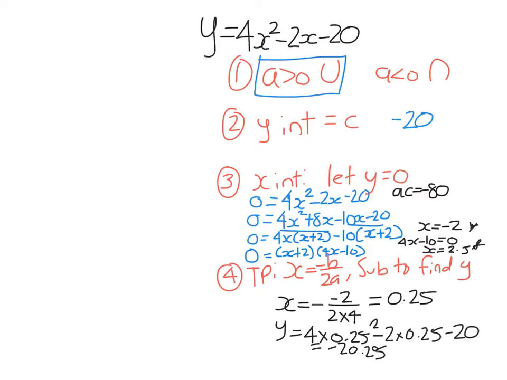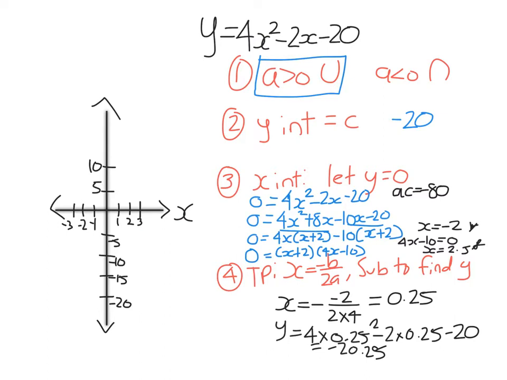So let's turn this into a graph. Okay, so now we've calculated all the features. We're just going to put it on our Cartesian plane. We can't graph the orientation, but we can graph the y-intercept. So it will be down here at minus 20. The x-intercepts, we had one of them at minus 2, the other one at positive 2.5, which will be about there.